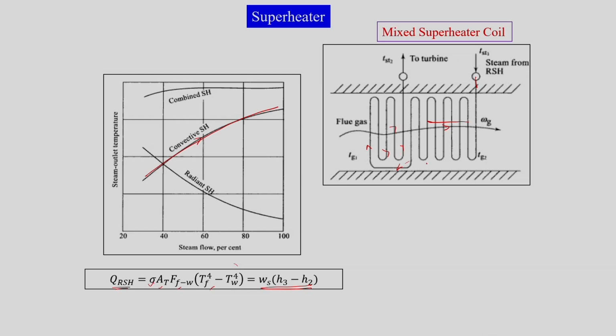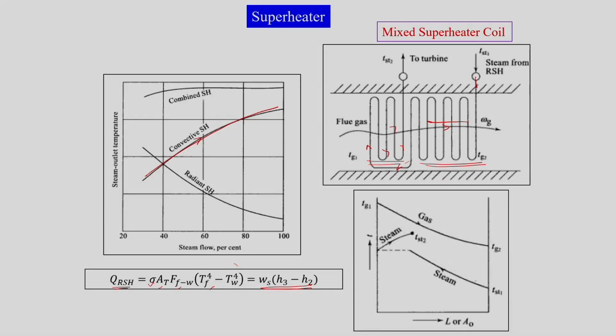So, for some distance we have the counter flow, and for some distance we have the parallel flow heat exchange. This is a necessary arrangement so far as construction of the steam generator is concerned, and this is the corresponding temperature change diagram along the length of the superheater. So, this is how we can define the different dimensions of the superheater as well.